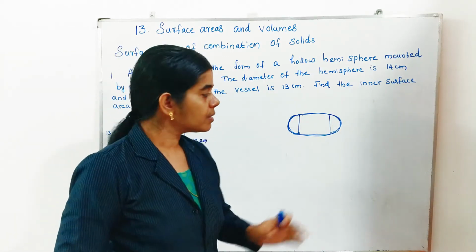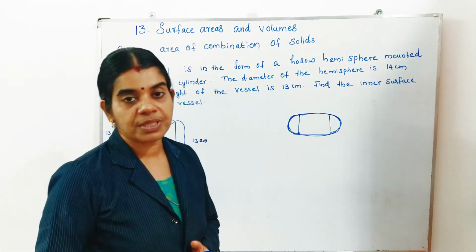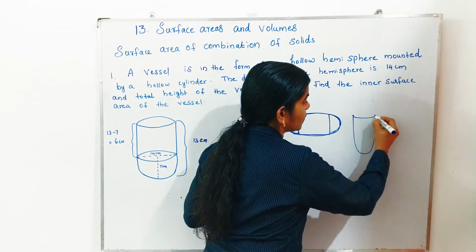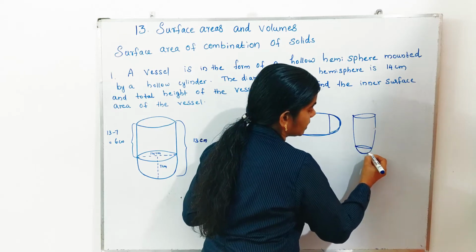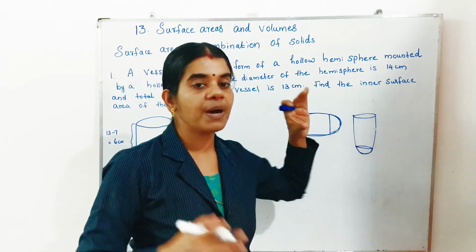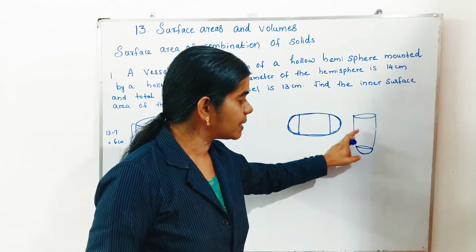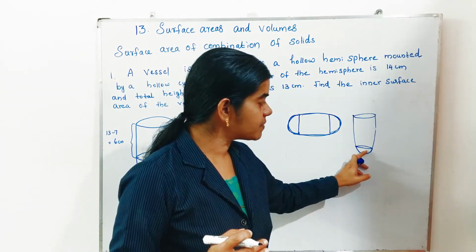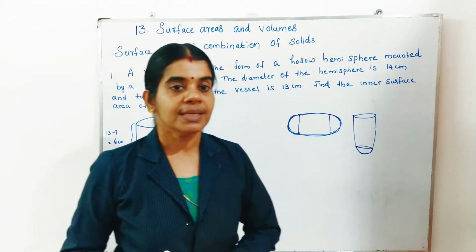Then in the science laboratory you notice the shape of a test tube. It will be like that. Here at the top it will be a hemisphere, at the bottom it will be in the shape of a hemisphere, and the remaining part will be in the shape of a cylinder. Then you find the CSA of the cylinder plus the CSA of the hemisphere, and you will get the total surface area of the test tube.